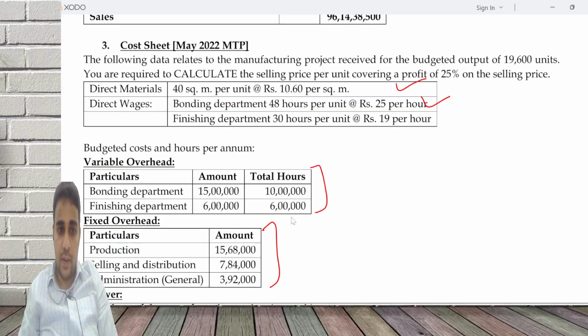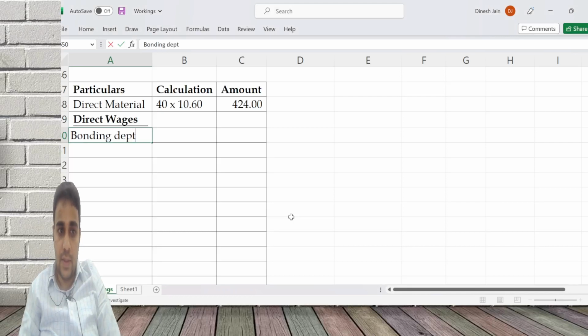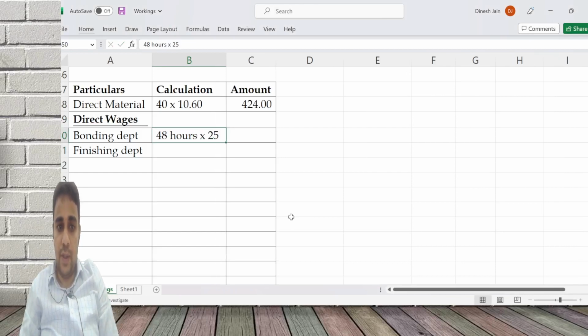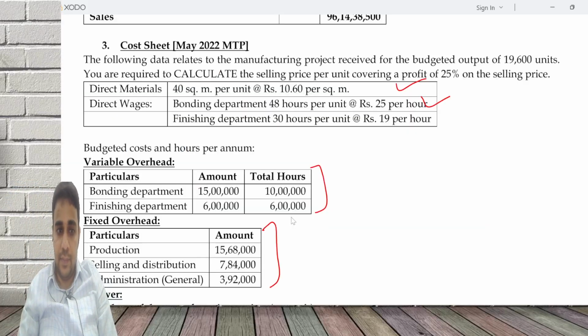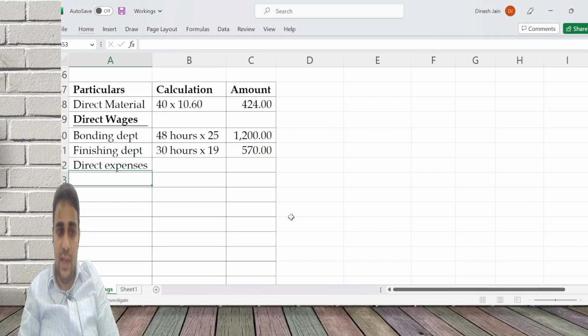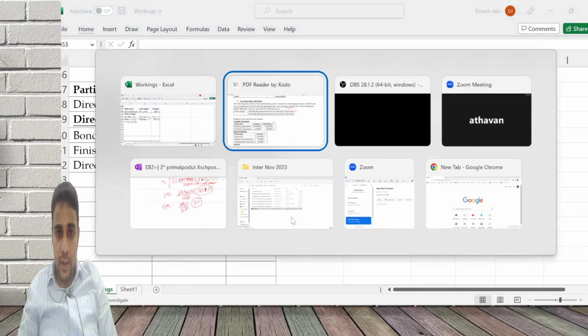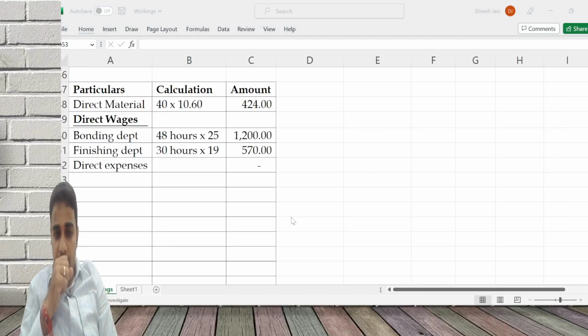Direct wages, bonding department, finishing department. Bonding and finishing. Bonding 48 hours into 25. All this is per unit. 48 hours into 25 per hour. Finishing 30 hours into 19. Bonding 48 into 25. Finishing 30 into 19. Direct expenses nil. And we will get prime cost.